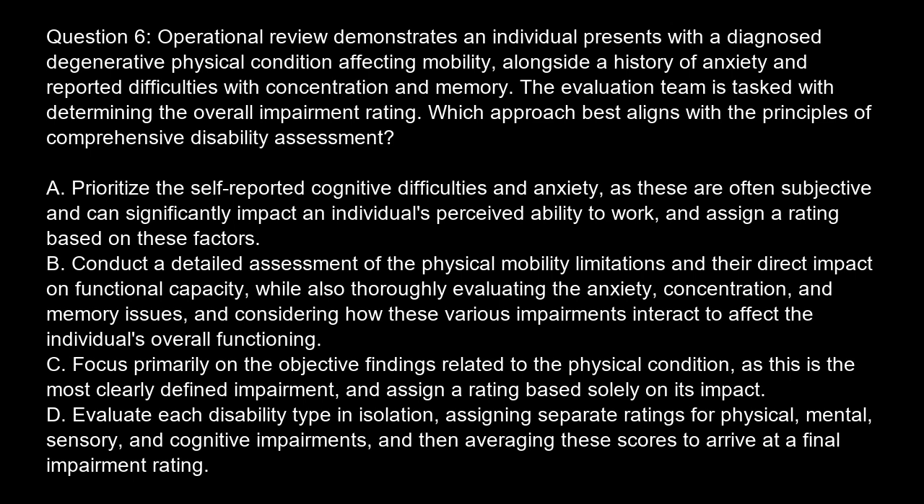Option B. Conduct a detailed assessment of the physical mobility limitations and their direct impact on functional capacity, while also thoroughly evaluating the anxiety, concentration, and memory issues, and considering how these various impairments interact to affect the individual's overall functioning. Option C. Focus primarily on the objective findings related to the physical condition, as this is the most clearly defined impairment, and assign a rating based solely on its impact. Option D. Evaluate each disability type in isolation, assigning separate ratings for physical, mental, sensory, and cognitive impairments, and then averaging these scores to arrive at a final impairment rating.